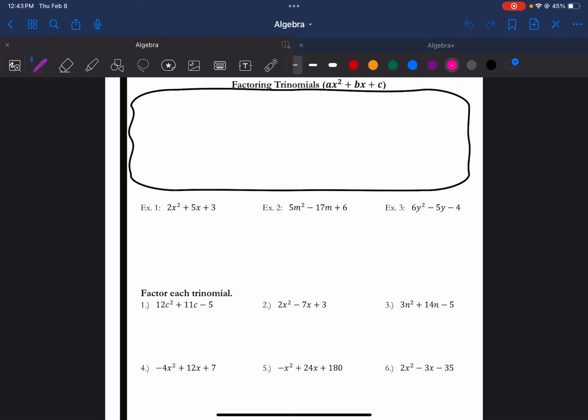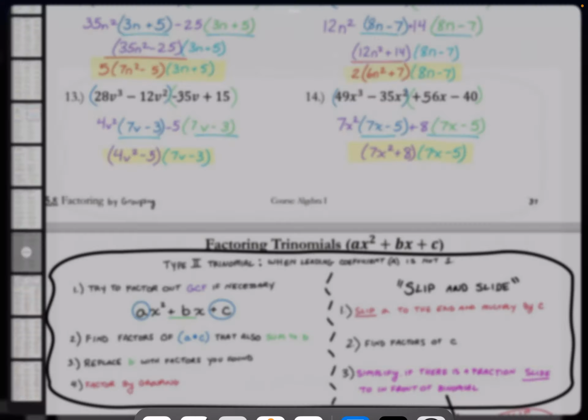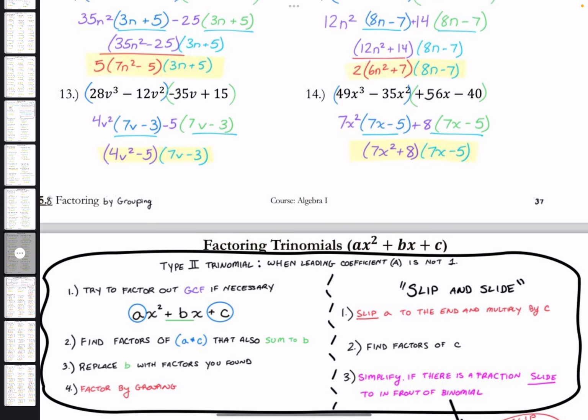Our bonus lesson in our factoring unit is going to be factoring type 2 trinomials. So we're going to take some notes on it. Type 2 trinomials, by definition, are when the leading coefficient A is not 1.